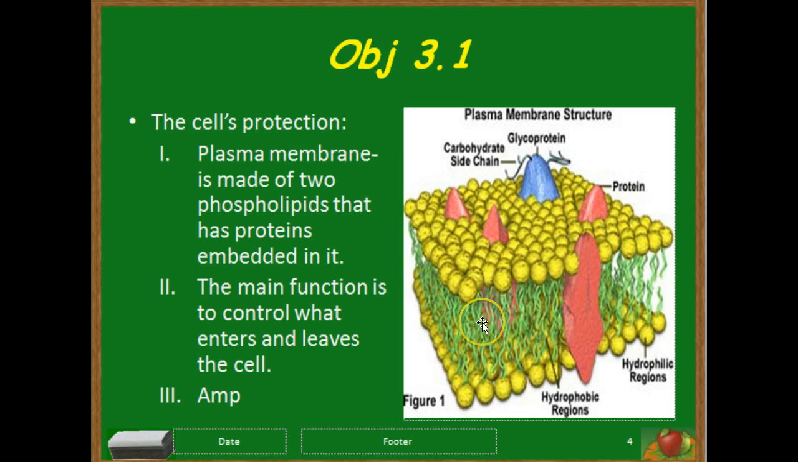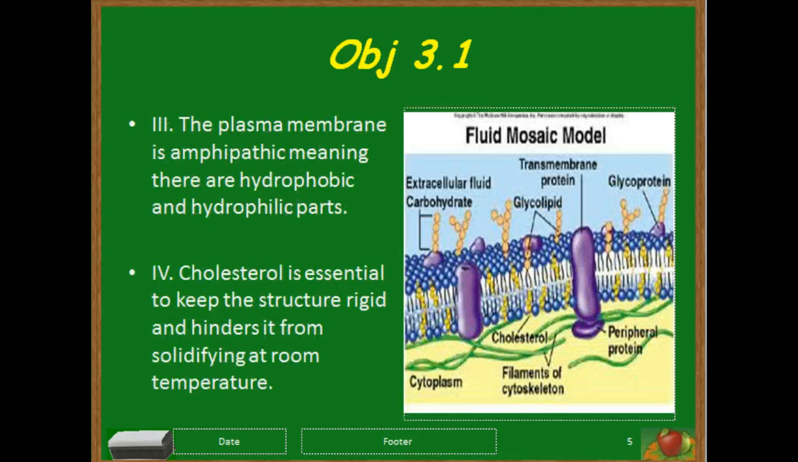So what happens if we actually put them in water? The tails, they shrivel up. They won't lose function, but they will shrivel up, and the heads get closer and closer together, just as a sort of protection. Okay, so now let's look at, here's the famous word, amphipathic.